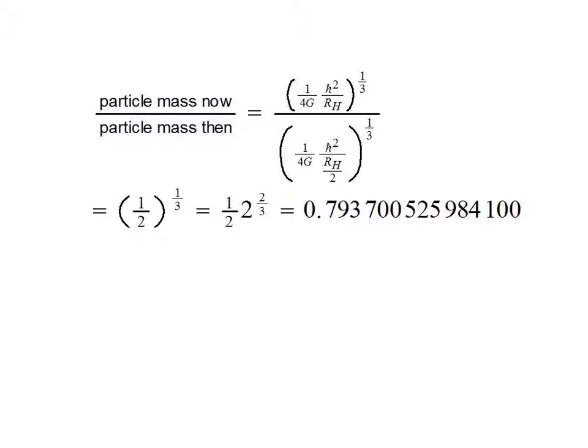Looking at how particle mass changes with a doubling of the hyperverse radius, we can take the particle mass now divided by the particle mass then, where RH was RH over 2, and we find we get 1/2 to the 1/3 power. So particle mass actually decreases by a factor of about 0.79 with a doubling of the hyperverse radius.